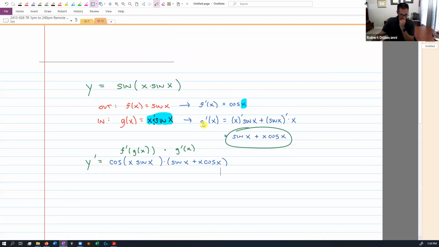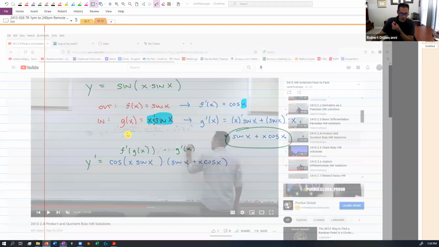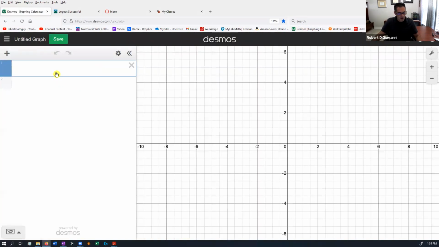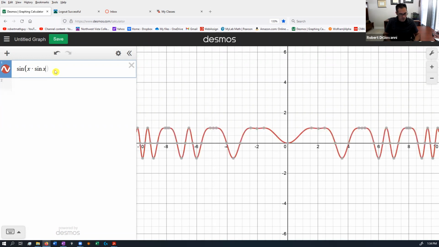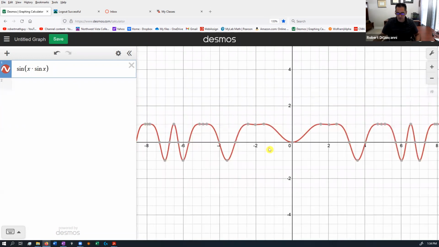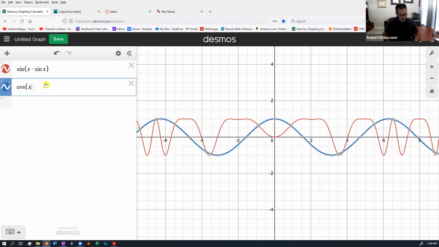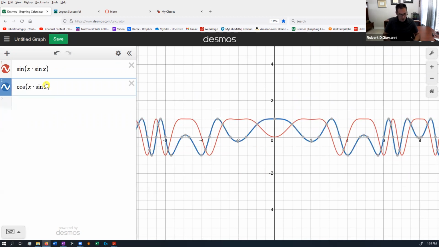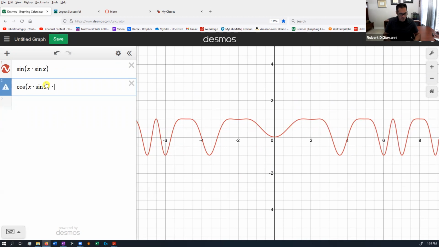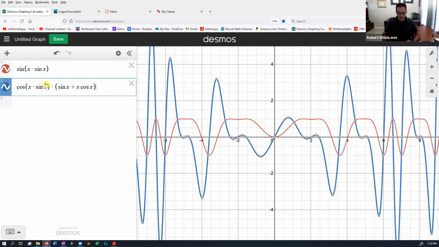Let's see. I wanted to graph this one. I was curious to see what it looked like graphed. It was sine of x times sine x. That was the graph of the original function. We found its derivative to be cosine of x times sine x times, in parentheses, sine x plus x cosine x. That's its derivative.